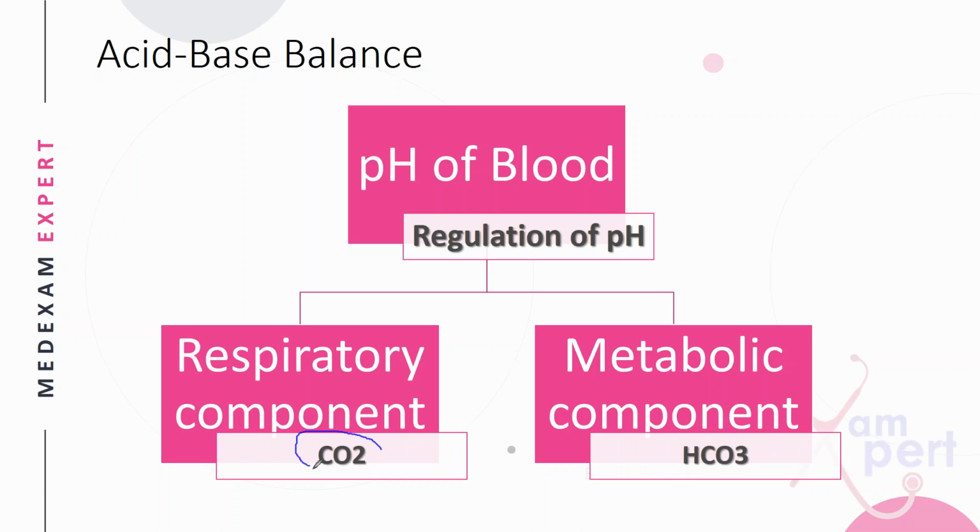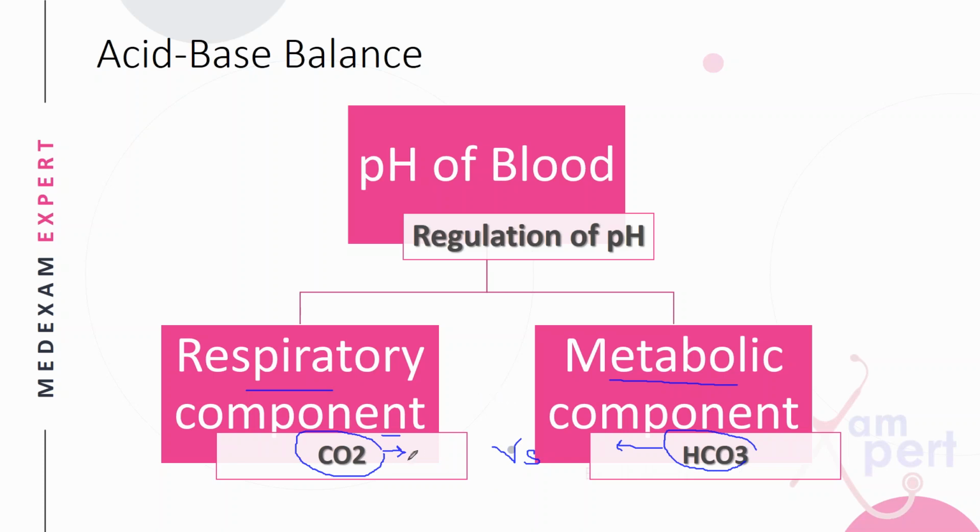It will always be carbon dioxide, CO2. So the CO2 is the representative of the respiratory component, while the representative of the metabolic component will be the bicarbonate. So CO2 and bicarbonate are going face to face to regulate the pH of our blood.